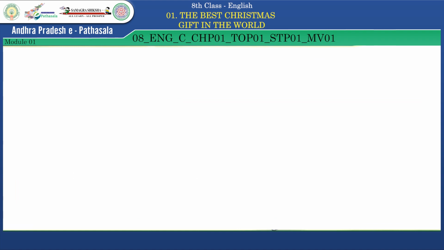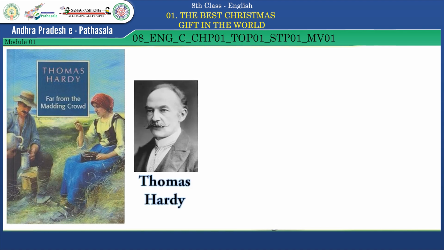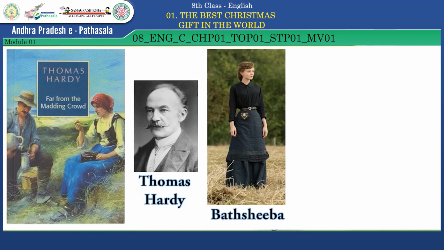Students, Macpherson and Hans Wolf talked about their favorite book and characters. Here are the pictures they talked about. Let us know about these characters one by one. Firstly, Far from the Madding Crowd novel. Thomas Hardy, the author of the novel. Bathsheba, the important character in this novel. She is a beautiful young woman at the center of the novel as the object of three men's attention.